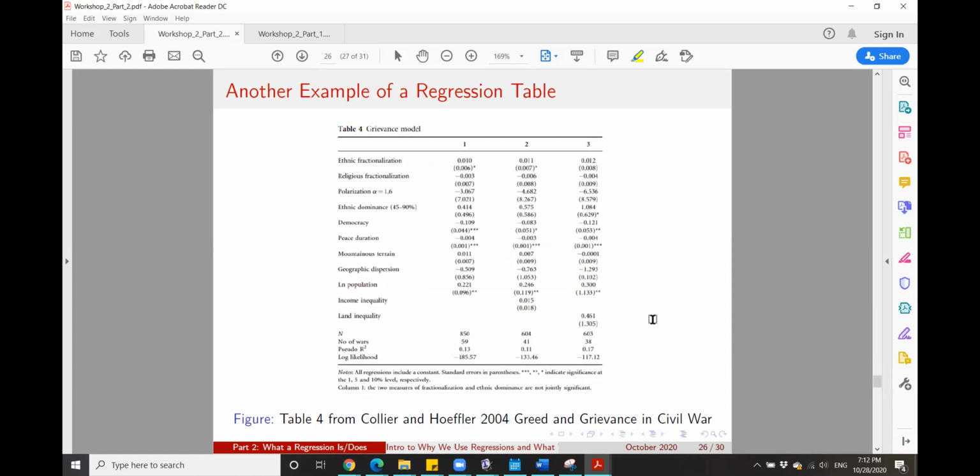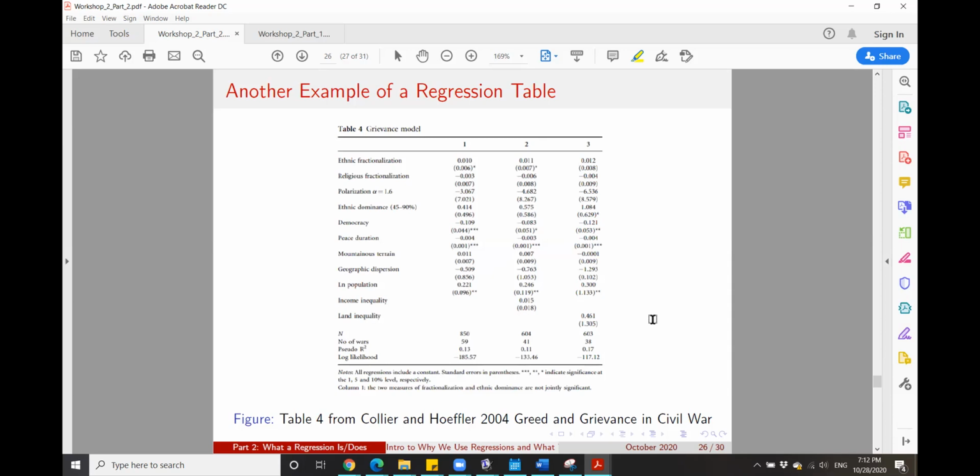Personally, I'm in favor of legibility of tables, especially because these are both relatively simple tables in terms of the number of things that they include. So I personally find it nice to have stars. And besides, people are still going to calculate your p-values anyway, or expect you to report them. So it's not like it's a secret whether or not your variables are significant.